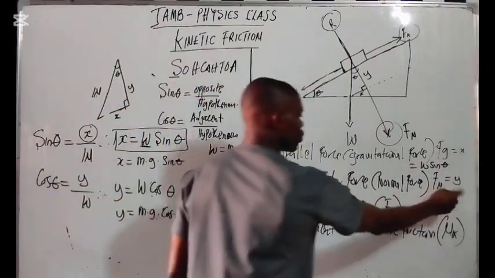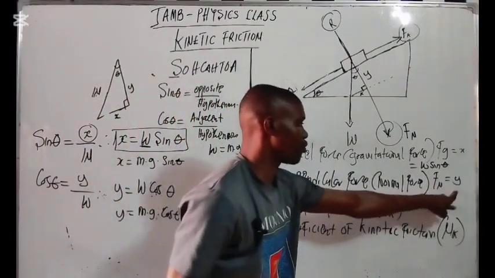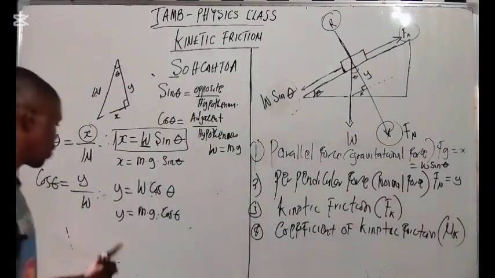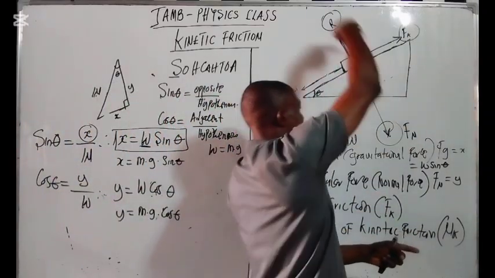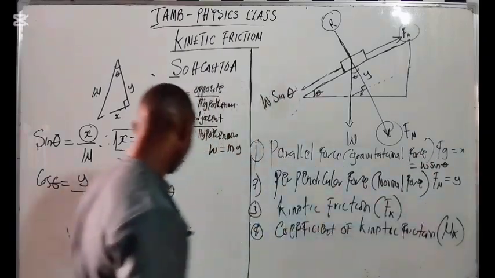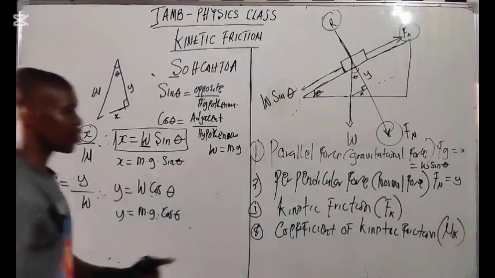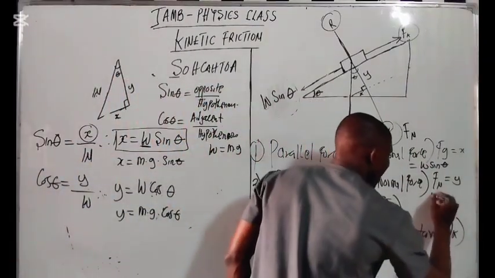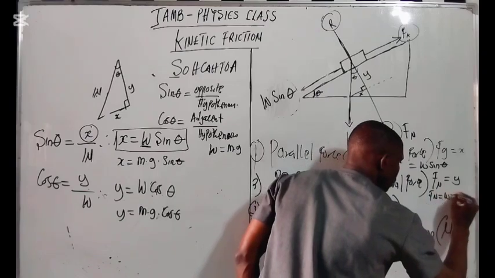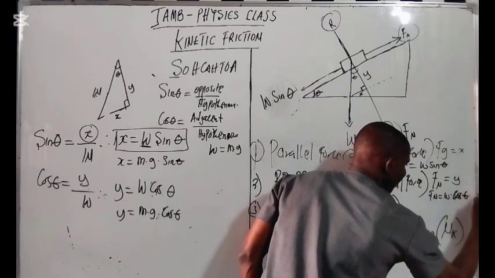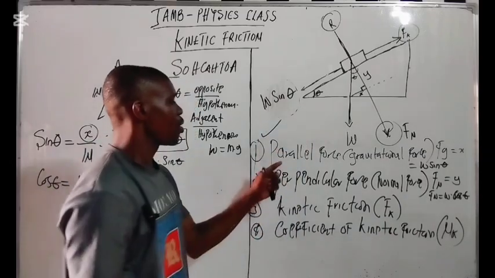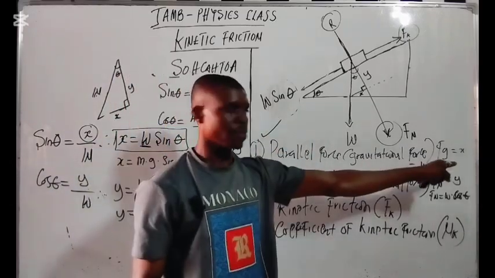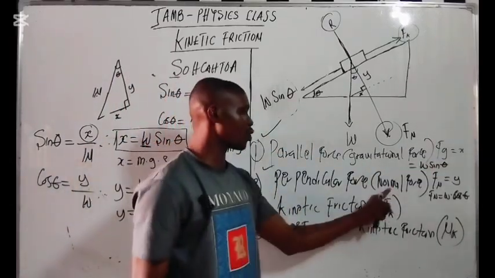Now the normal force. We talk about the normal force, which is my y, acting perpendicularly, and it is W cos theta. So here we can say Fn equals W cos theta. Can you see that? So we know this one here. In case you are asked to calculate the gravitational force or the perpendicular or normal force, you use this one here.